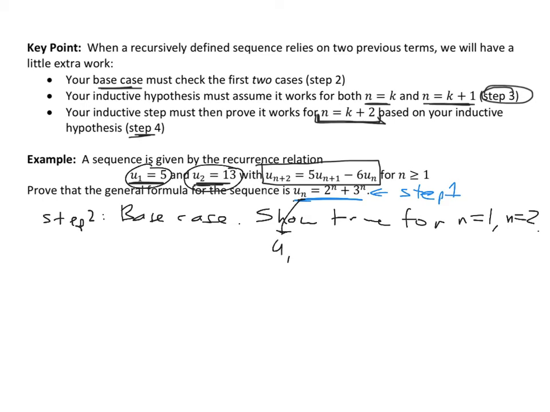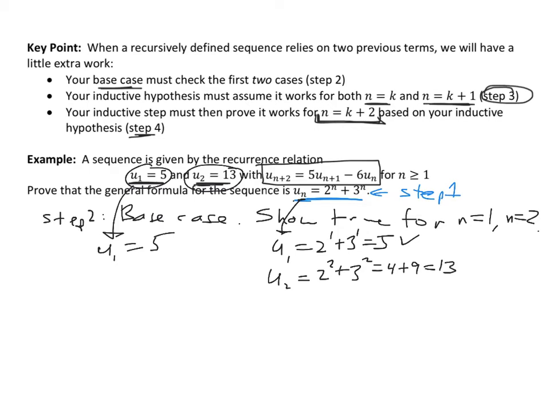So what you should have done here is show that u1 is going to be 2 to the first power plus 3 to the first power. That's 5. And we were given in the problem that u1 was 5. So that one checks out. For u2, according to my formula, it would be 2 squared plus 3 squared. That's 4 plus 9, which is 13. And you'll notice we were given in the problem that the second term was supposed to be 13. So this one also works out.